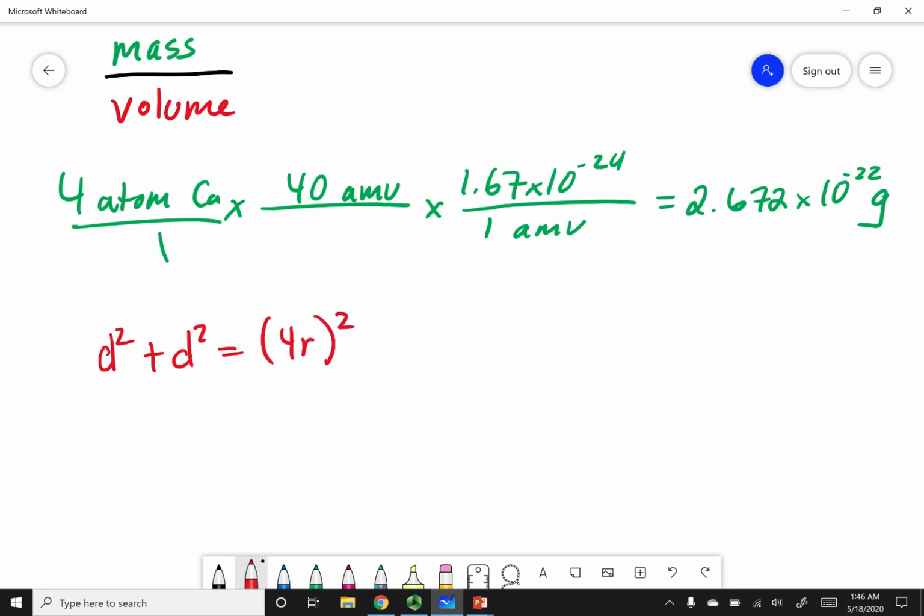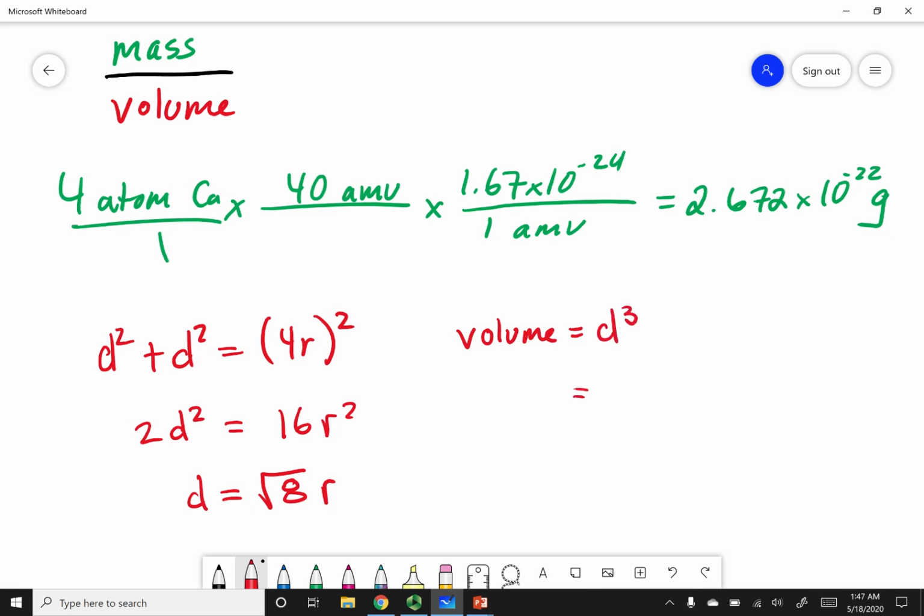And so now what I can do is I can do a little bit of math. So this turns out to be 2d squared. This is 16r squared. I can take the square root and divide by 2, and what I end up with is that the edge is going to equal root 8 times r. Now remember what I said, that the volume of a cube is going to equal one of the edges cubed. So that means that the volume is going to equal root 8 times r raised to the 3rd power.